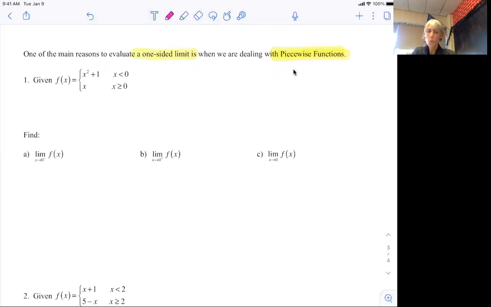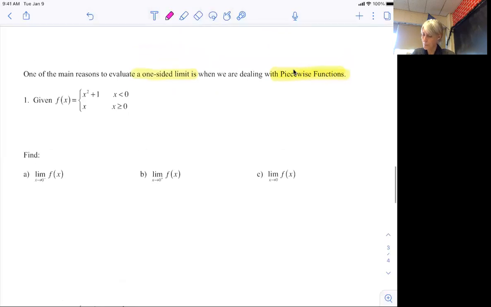Given f of x equals, my x's are being plugged into x squared plus 1 when x is less than 0, and they're being plugged into x when x is greater than or equal to 0. And I want to find the limit as x approaches 0 from the left, the limit as x approaches 0 from the right, and then the limit as x approaches 0.